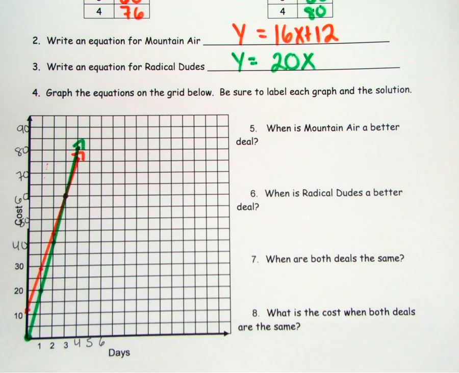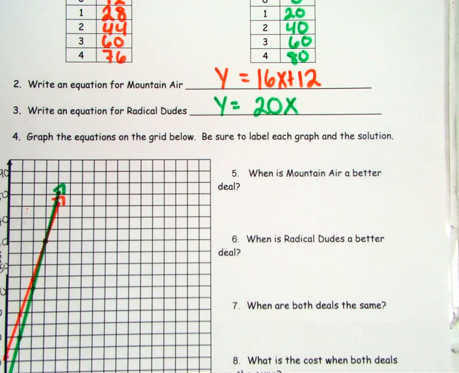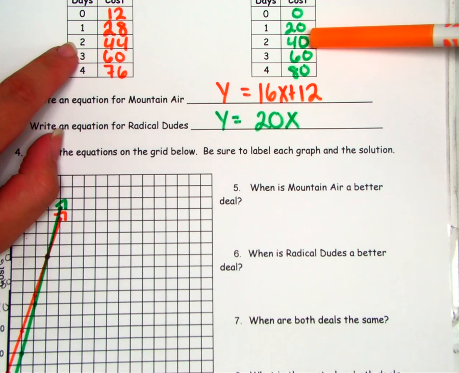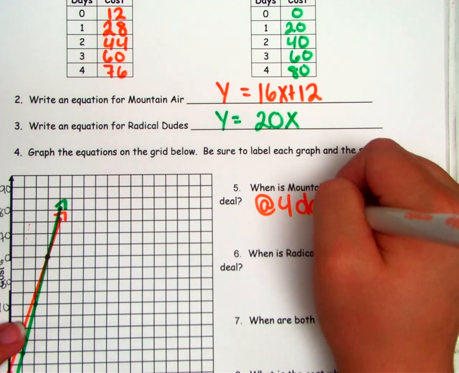Now, for me answering these side questions, I'm going to be using the table because it's easier for me to read because these numbers are too close. So, when is Mountain Air a better deal? Now, Mountain Air is the one in orange. So when is that a better deal? Well, if we compare each one going across, for 0 days, it's not. For 1 day, no. 2, no. 3, it's the same. But anything after 4, it's going to be cheaper. So we are going to write at 4 days or more.